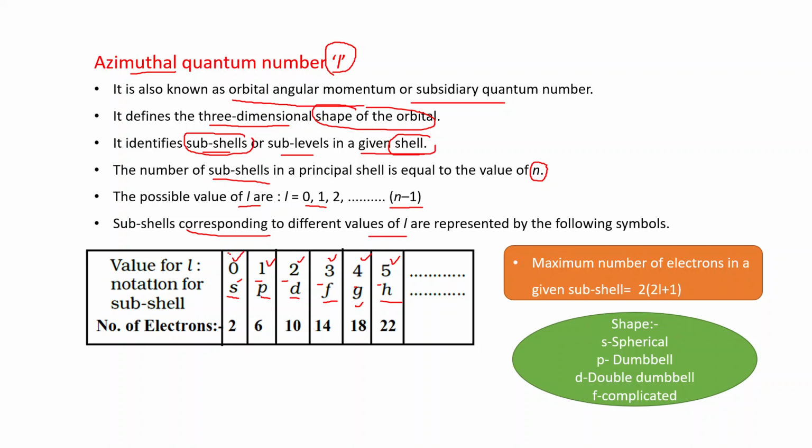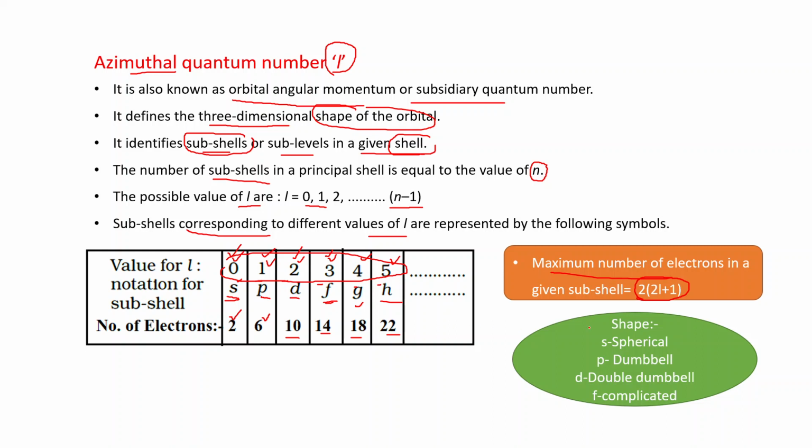s always has 0, p is always 1, d is always 2, f is always 3. The maximum number of electrons in a given subshell is given by the formula 2(2L plus 1), where L will be these values. If we put the value of L as 0, then we find that in the s subshell the number of electrons will be 2. If we put the value of p, 1, in the formula 2(2L plus 1), it will come to 6. In the same way, in the d subshell maximum 10 electrons, in f subshell maximum 14 electrons, in g subshell maximum 18 electrons, and in h 22. In the same way we can find out.